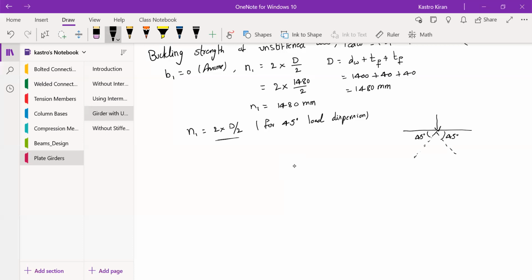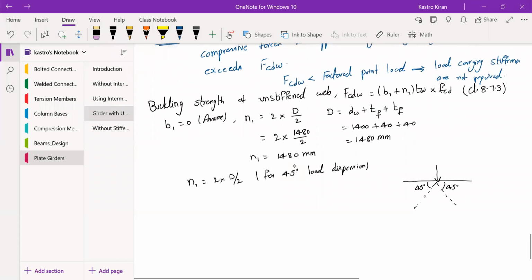So that's how this value has come from. Okay, so now the next statement is you need to find out the value of FCDW.